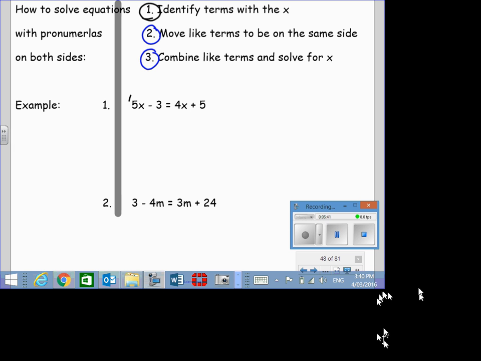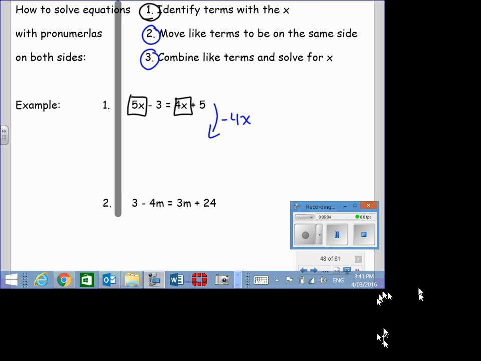So I'm going to work through these next 2 examples, and it would definitely benefit you to try them on your own and then push pause and see if you agree with what I did. So for 5x and 4x, I want to move the 4x. So let me move the 4x this time to the left. So I'm going to subtract 4x again.